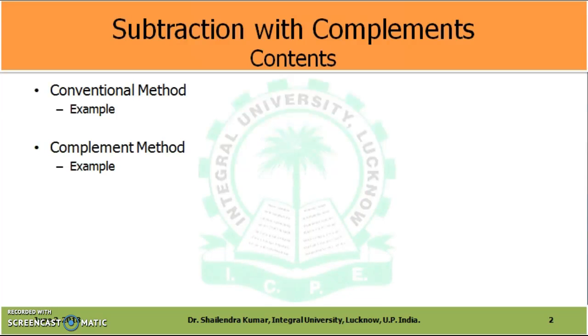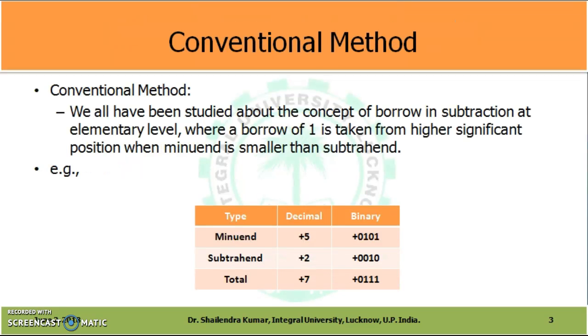Subtraction with complements has the content: conventional method and complement method. In the conventional method, we all have studied the concept of borrow in subtraction at the elementary level, where a borrow of 1 is taken from the higher significant position when the minuend is smaller than the subtrahend.